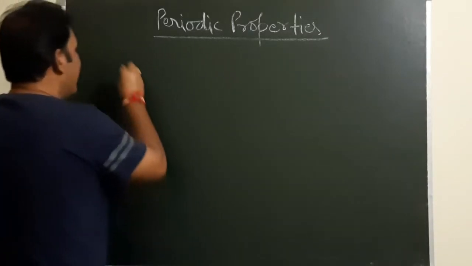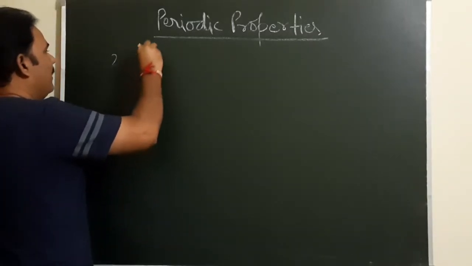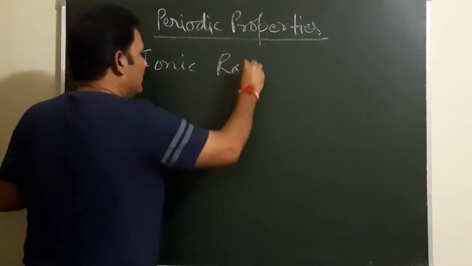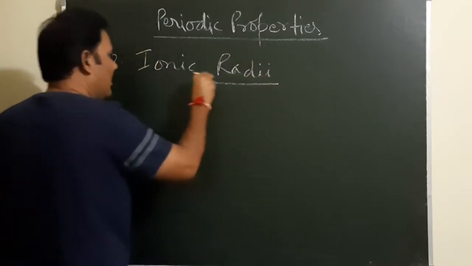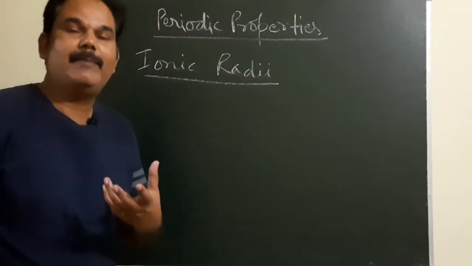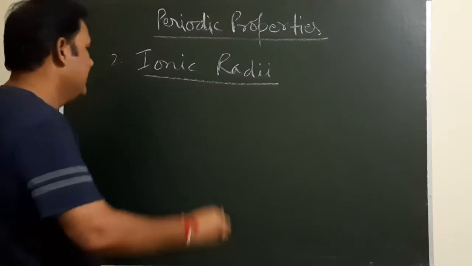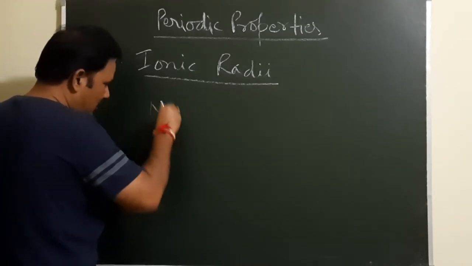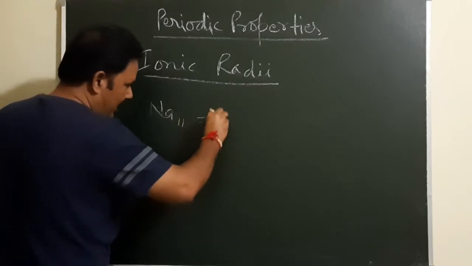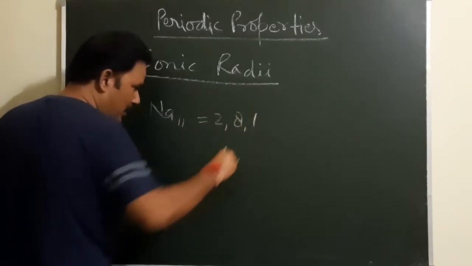Next one, ionic radii. What is the ionic radii? The radius of the ions is known as the ionic radius. Suppose we assume sodium. Sodium, its atomic number is 11, and we can make its electronic configuration 2, 8, 1.